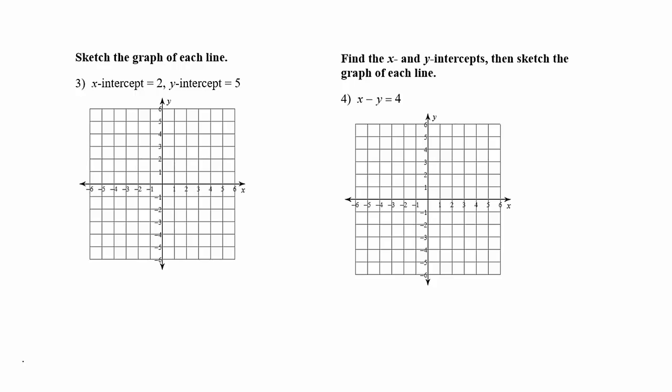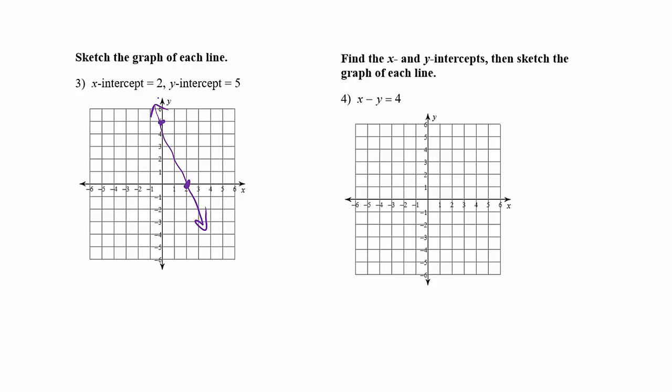On 3 and 4, we want to sketch the graph of each line, and both of these have to do with X and Y-intercepts. On 3, they just give us the X-intercept and say that's 2. So we go on the X-axis and mark 2. On the Y-axis, our Y-intercept is 5. If those are our intercepts, now we know 2 points, and we just need to connect the line that goes between them and past them.